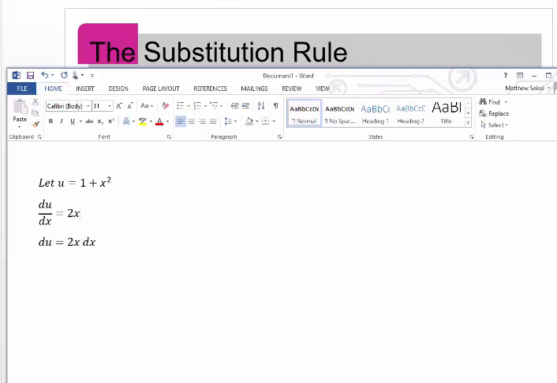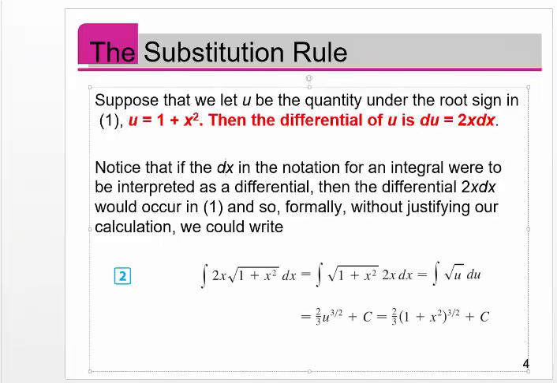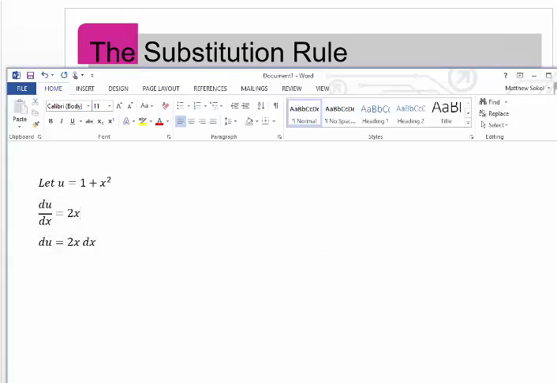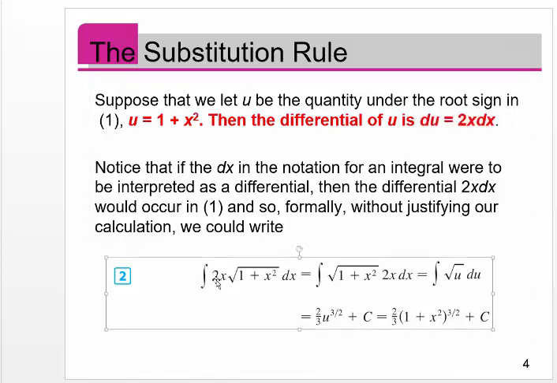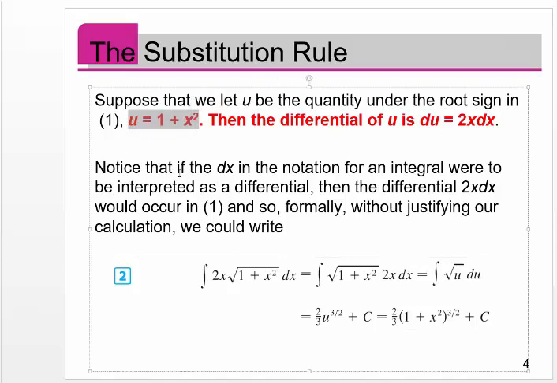We made a new variable u. Now the second part of our rule, we need to substitute it in. Formally, without justifying our calculations, let me just show you what we're doing here. Keep in mind that u is equal to 1 plus x squared, and du is equal to 2x dx. I'm going to take my original integral, 2x square root of 1 plus x squared dx, and move the 2x right next to the dx. Look at this, the square root of 1 plus x squared: I just defined 1 plus x squared as u, so it becomes the square root of u.